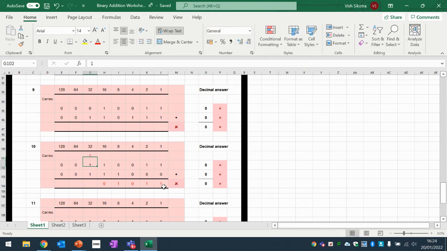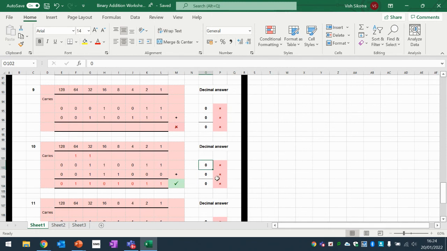This column, we've got 1 plus 1 plus 1, which is 3 in binary, which we know is 1 in this column and 1 in this one. 1 plus 0 is 1. Then 0 plus 0, well, that's 0. Now that we've done that and we press enter, that's given us the right answer there.